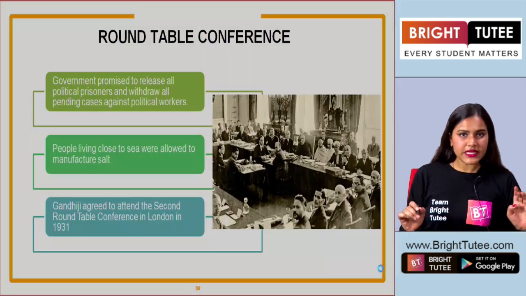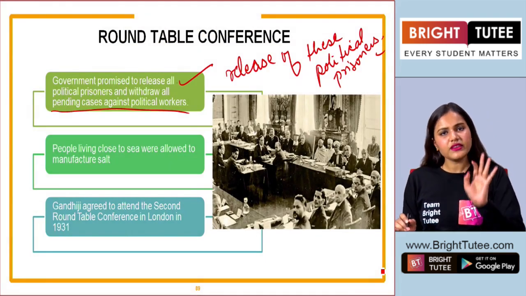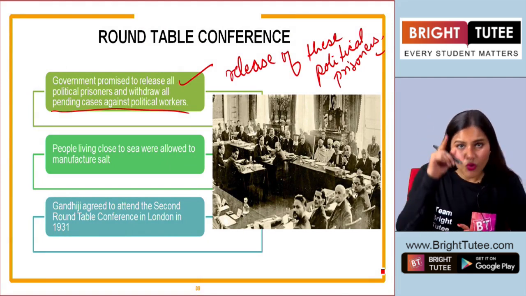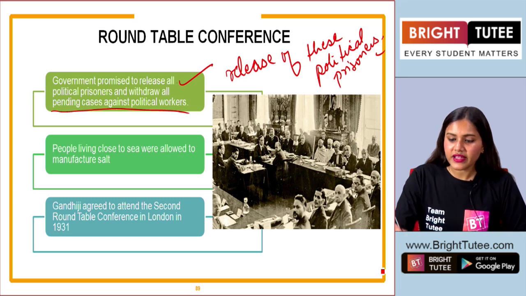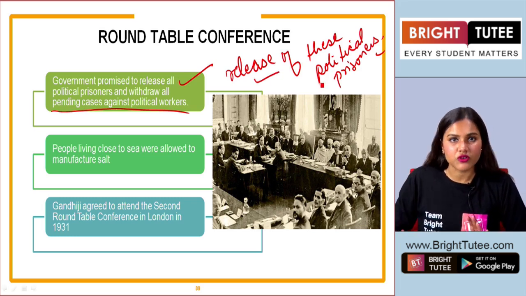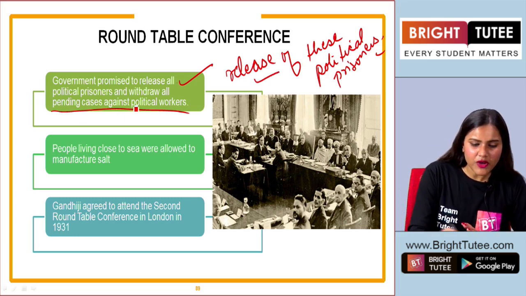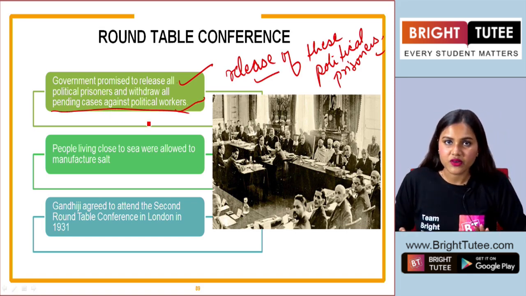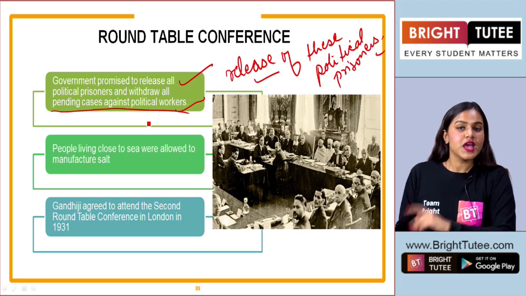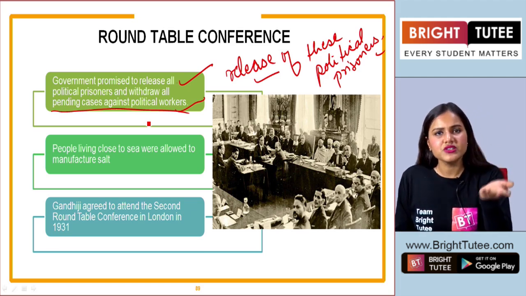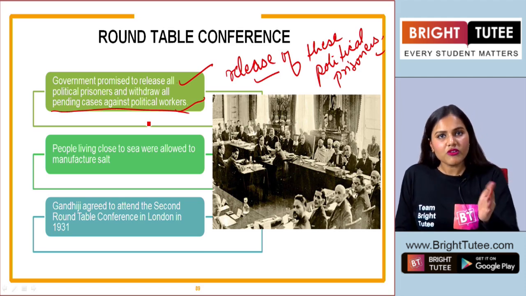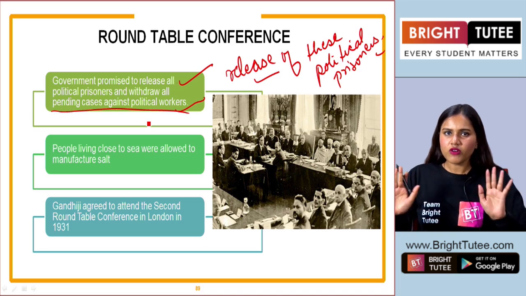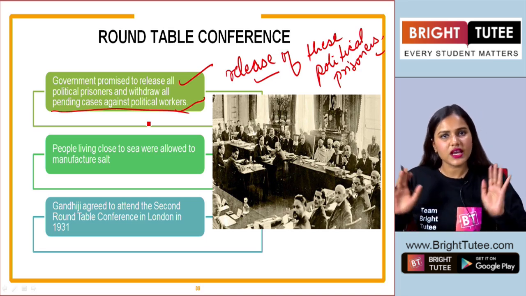So here we see that the British government now decided that they are going to release the political prisoners, only those political prisoners against whom there are no violent records. Okay. And they are going to withdraw all the pending cases against these political workers. Okay. Not all the political workers, because there were many political prisoners or political leaders who were involved in violence. So therefore, they decided to release all of them who were not involved in any violence. They had no charges against them.